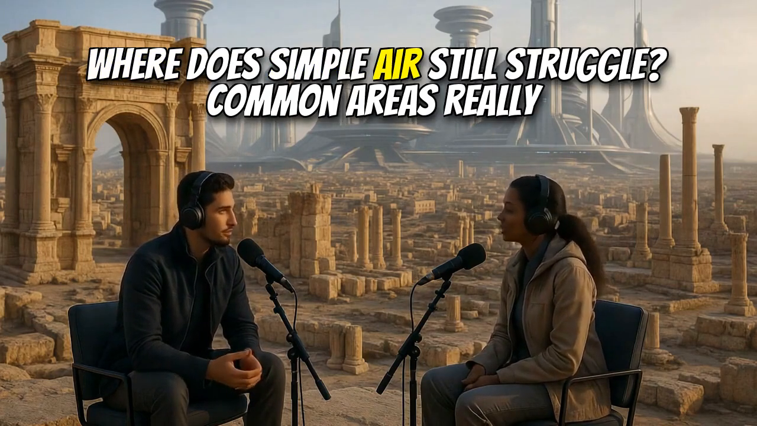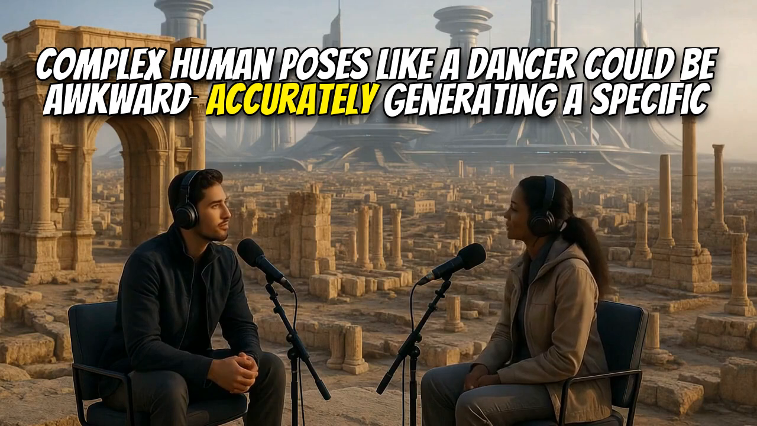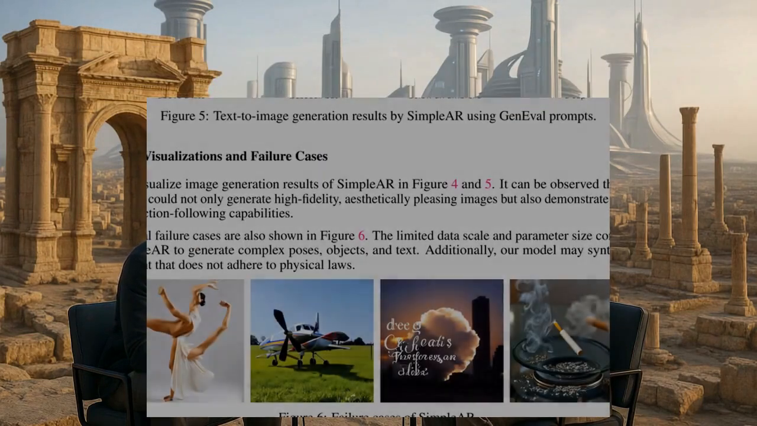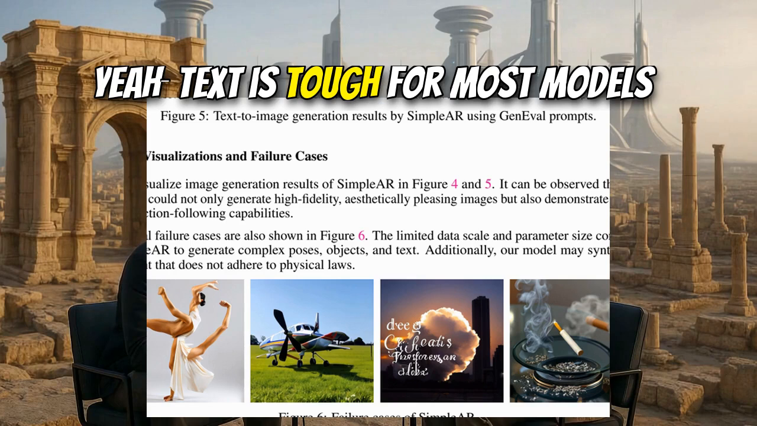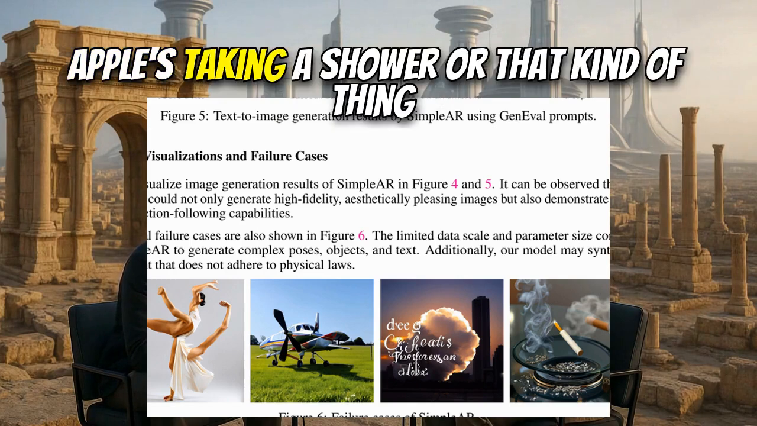Where does SimpleAR still struggle? Common areas, really. Complex human poses, like a dancer, could be awkward. Accurately generating a specific number of distinct objects, like 2 bears, sometimes failed. Coherent text generation within the image is still hard, which isn't unique to SimpleAR. Yeah, text is tough for most models. And physics-defying scenes or really complex compositions could also cause problems. You know, apples taking a shower, that kind of thing.